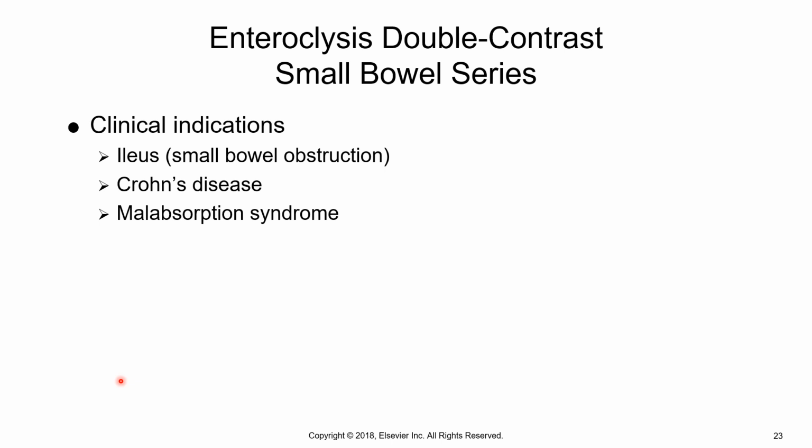Another exam they can order is what's called an enterochalasis, and this is on page 510. This is the only double contrast study of the small intestine. And some of the indications for ordering this would be if they had an ileus or a small bowel obstruction. The patient could possibly have Crohn's disease, or they could have what's called malabsorption or bad absorption syndrome.